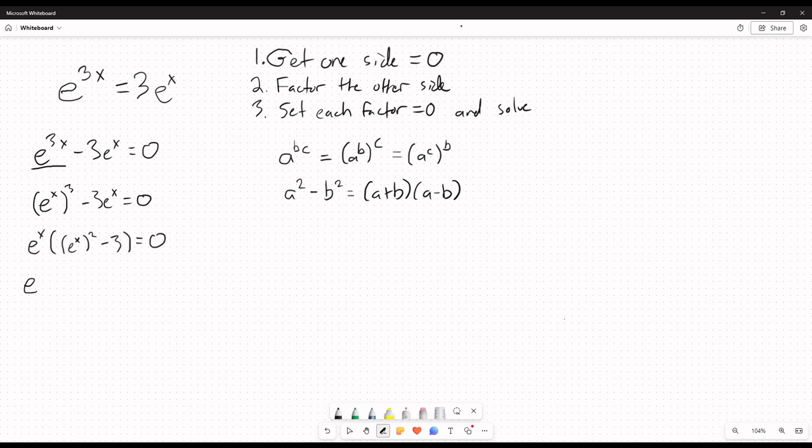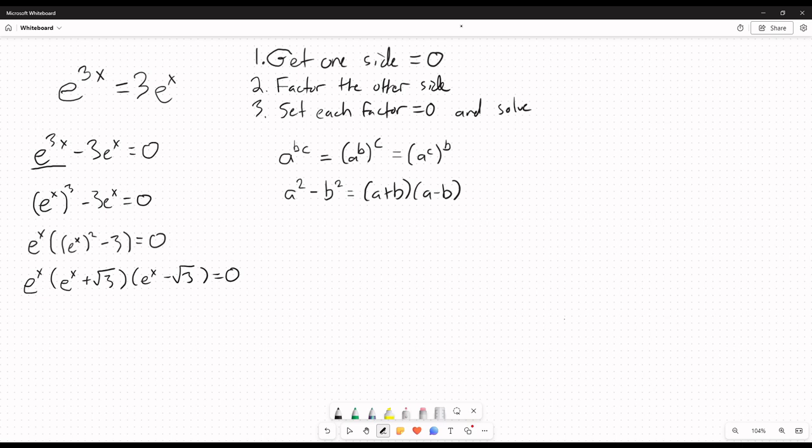So we can rewrite this as e to the x. So this is a squared minus b squared. Our a in this case is e to the x. And then b squared is 3. That means that b has to be square root of 3. So we're going to have e to the x plus square root of 3 and e to the x minus square root of 3. Okay, so we've actually completely factored this side.